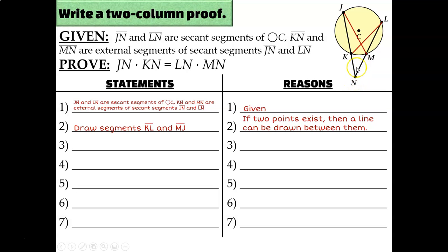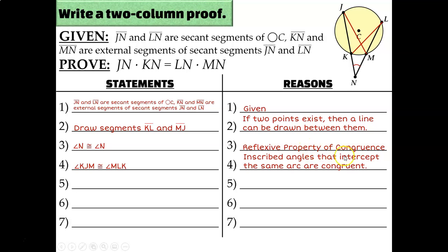Well, the first thing I notice is that those two triangles share angle N, and angle N has to be congruent to itself by the reflexive property. I also notice two inscribed angles with a common arc. Angle KJM and angle MLK must be congruent to each other because inscribed angles that intercept the same arc are always congruent to each other. So now I can show that those two triangles are similar using angle-angle similarity.